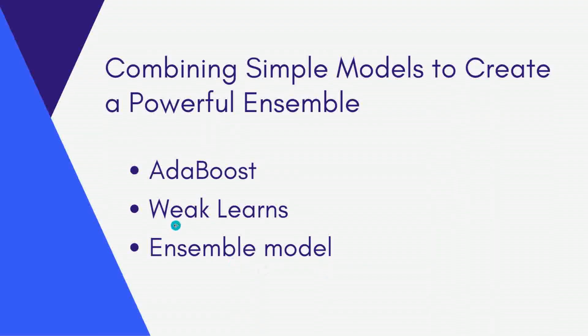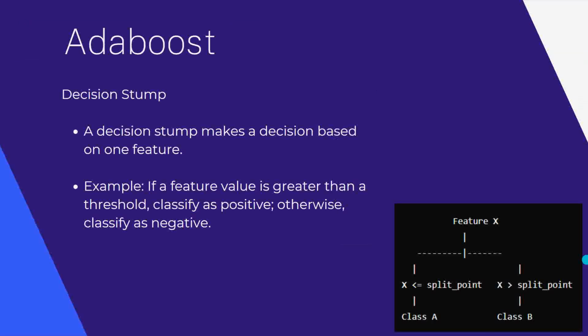So, what exactly are weak learners? Weak learners are models that perform just better than random guessing. They are simple models with limited complexity, often in the form of decision trees or decision stumps. Let's take an example to understand this more.